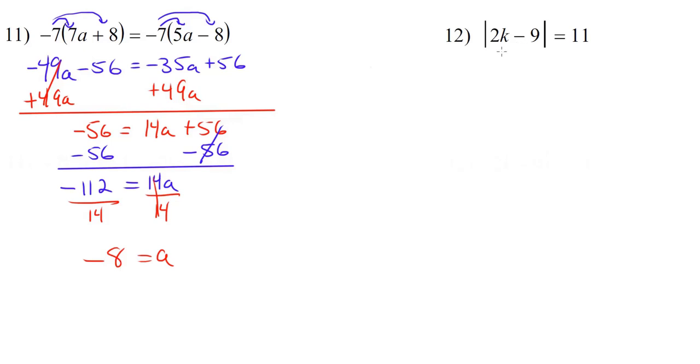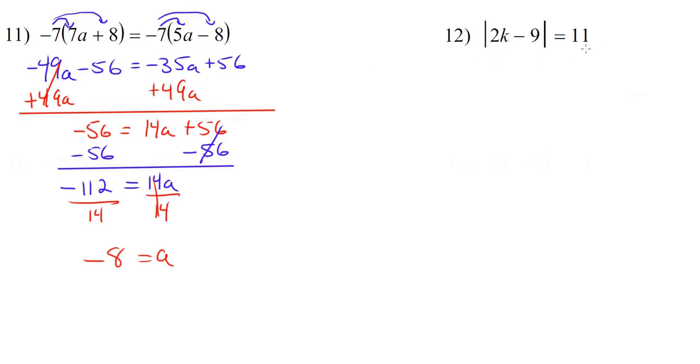All right, number 12 is an absolute value equation. We have the absolute value of 2k minus 9 equals 11. Remember, the first thing we want to do is make sure that our absolute value is isolated. That means alone on one side of the equation, and here it already is. So now we can solve.